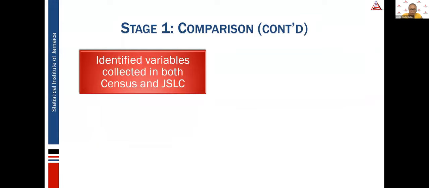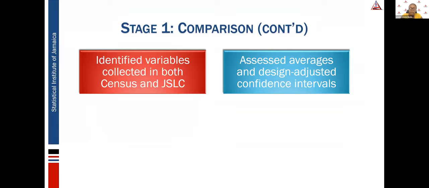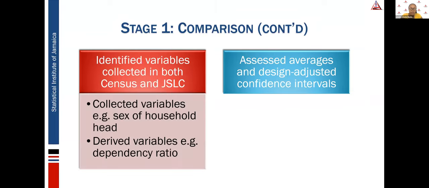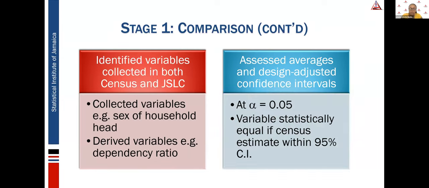In terms of our comparison, the first thing that we did was to identify the variables that were collected in both the census and the JSLC. And then we assessed the averages and the design adjusted confidence intervals, so we did account for the complex sample design. In identifying the variables, it was both variables that were collected directly, such as the sex of the head of household, and also derived variables like the dependency ratio or the number of children in a household. In terms of our assessment of the equality of the variables between both the census and the survey of living conditions, we had an alpha of 0.05 or 5%, and we looked to see whether or not the variables were statistically equal at the 95% confidence interval.